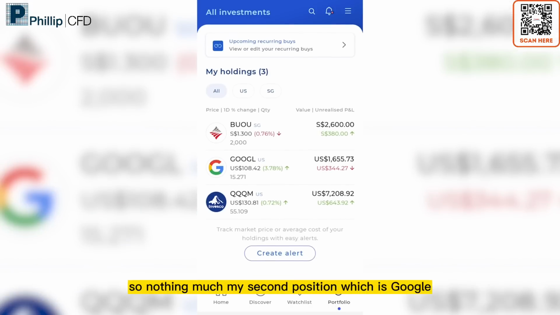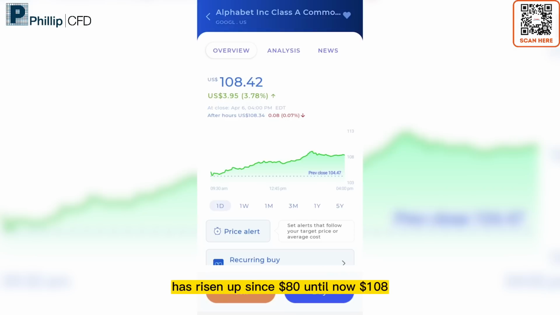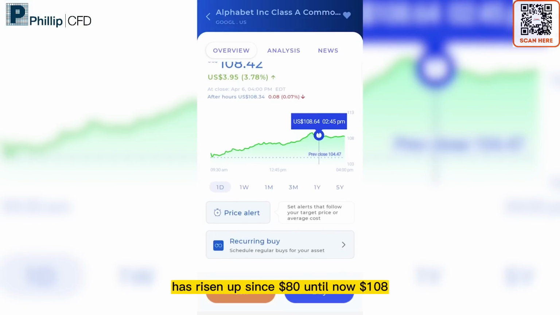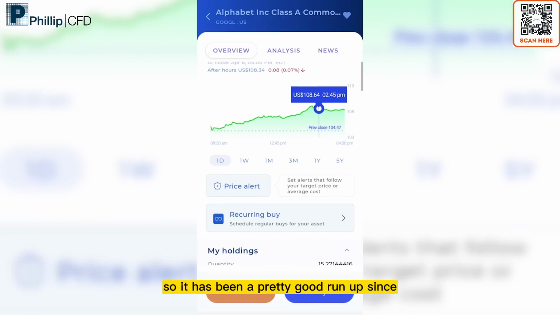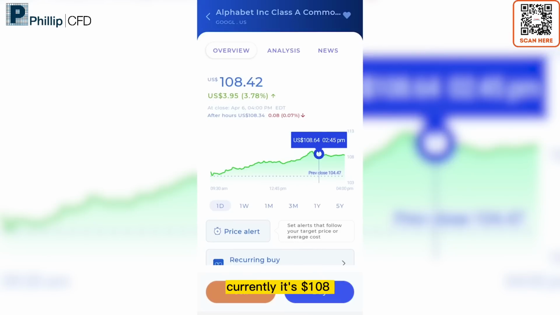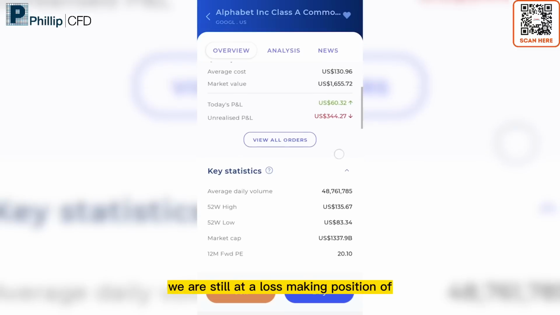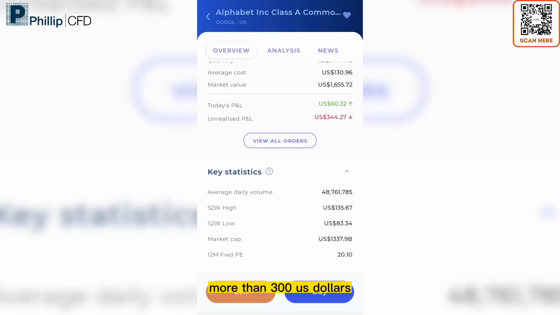My second position is Google, which I started with on Syfe Trade, and it's still at a negative position, which is loss making. But nevertheless, I think Google has risen up from $80 until now $108. So it has been a pretty good run up since the start of the year. My average price for Google is 131 US dollars. Currently, it's 108 US dollars. So quite a distance to go. We are still at a loss-making position of more than 300 US dollars. So carry on this trend, Google. You need to buck up, at least break even.